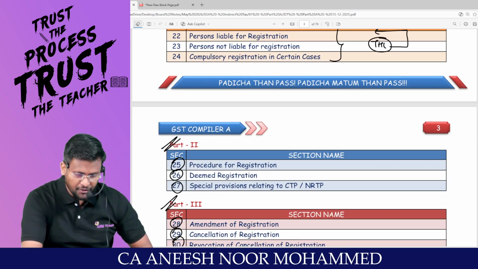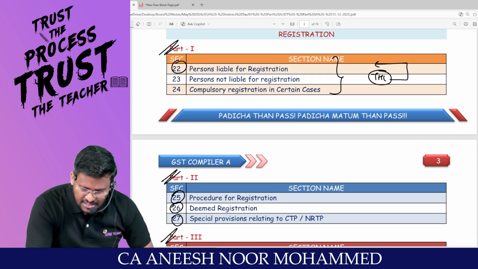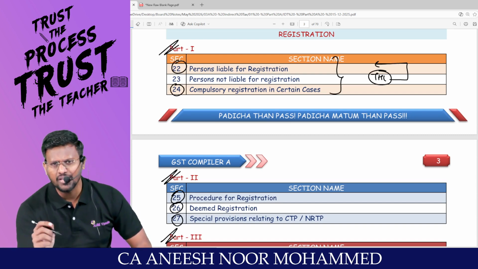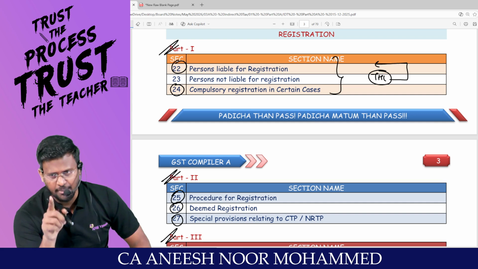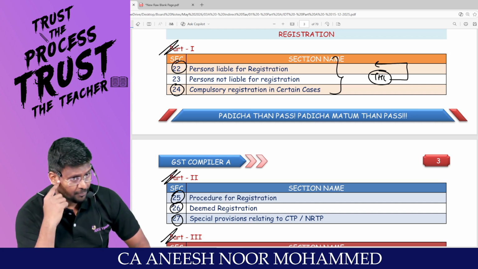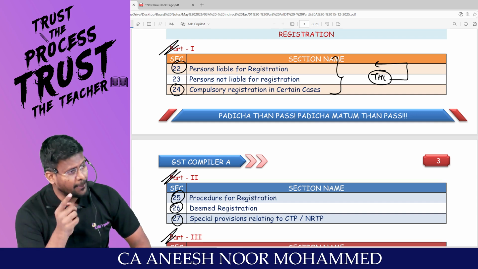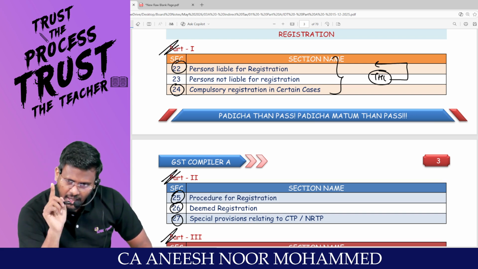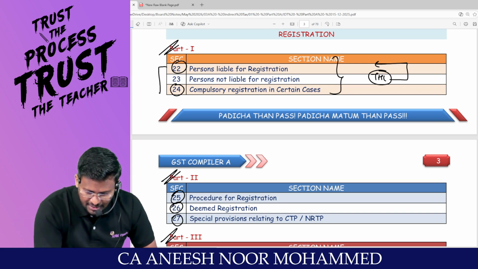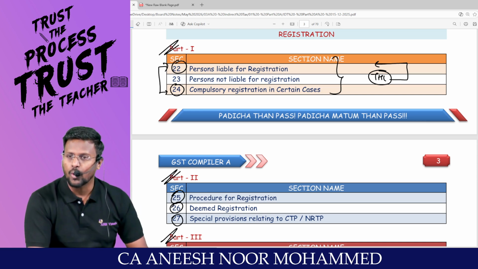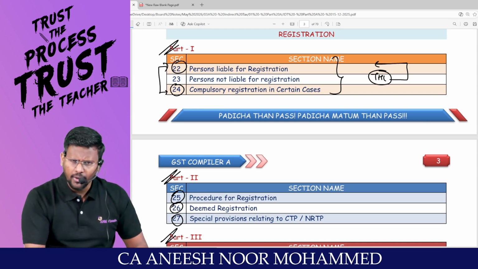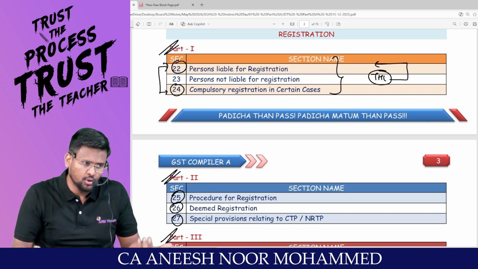Okay, sir. If I fall under either section 22 or 24. What is 22? Person liable for registration. Then you are liable to take registration. What is section 24? Compulsory registration. That means you are compulsorily liable to take registration. So if a taxpayer falls under either 22 or 24, then he is liable to take registration.